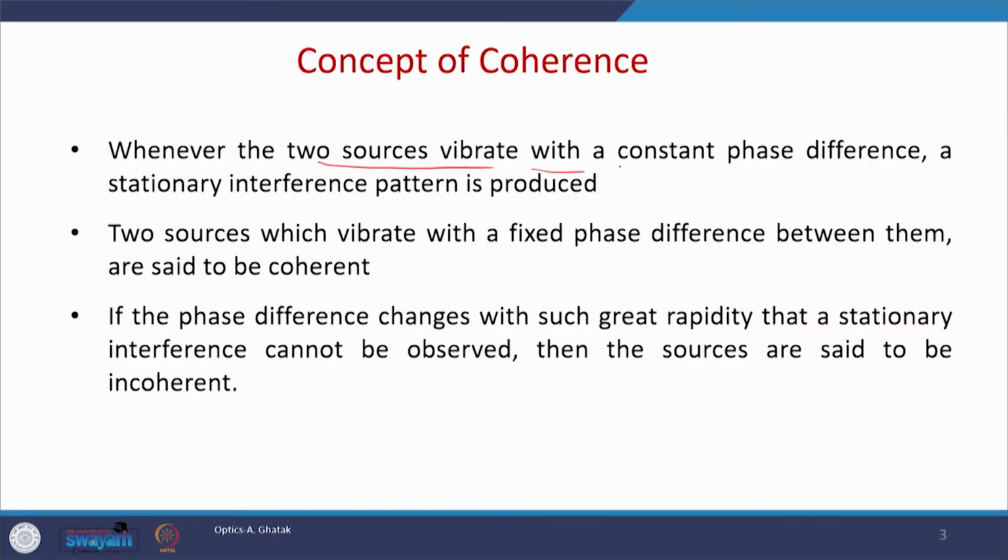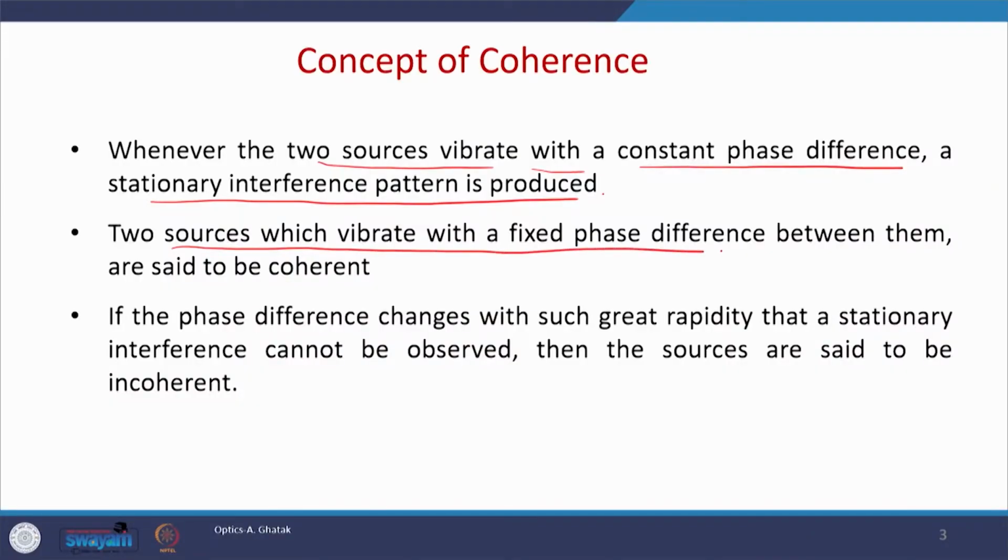To start with, we will repeat what we have learned till now about coherence, and then we will slowly dive deep into the coherence definition and its understanding. Whenever two sources vibrate with a constant phase difference, a stationary interference pattern is produced. This we know. We have two sources, and if the phase difference between the two sources is constant, then due to the overlap of the light emanated by these two sources, we see an interference pattern which would be sustained, because these sources are perfectly coherent, as the phase difference between them is constant in time.